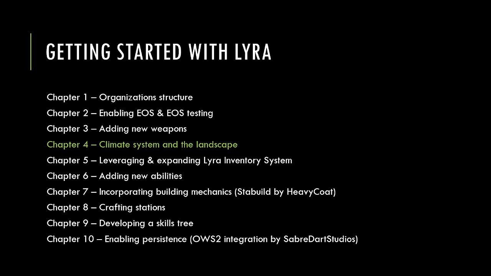So in our first 3 videos, we talked through the organizational structures and using gameplay features as the foundation of how we were restructuring our program. In chapter 2, we did a quick overview of enabling Epic Online Services. Chapter 3, we added some weapons. And now in chapter 4, we're starting into our next plugin, which is our climate systems in the landscape.